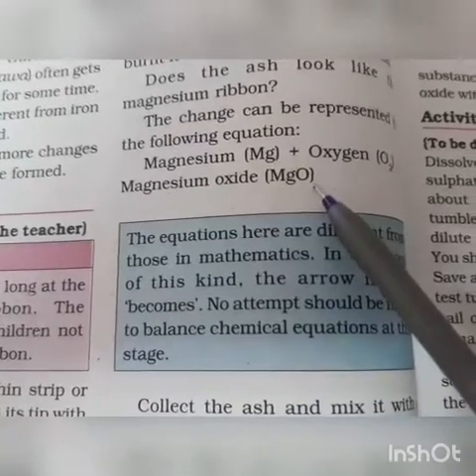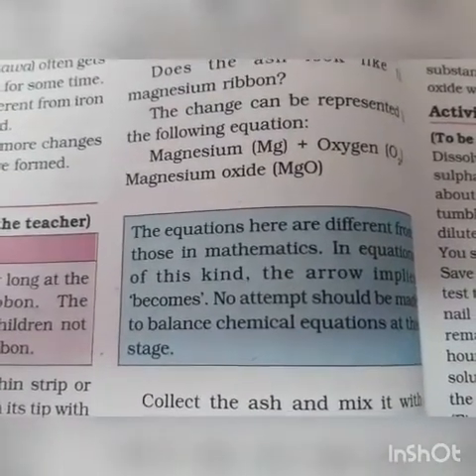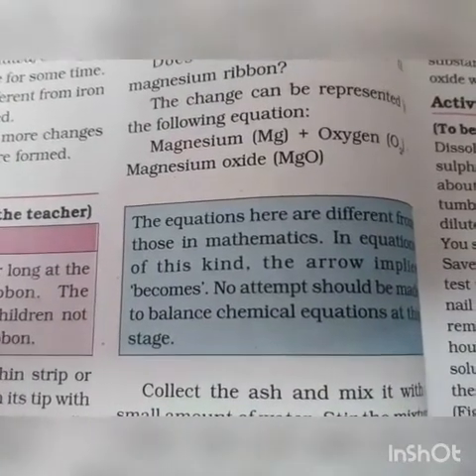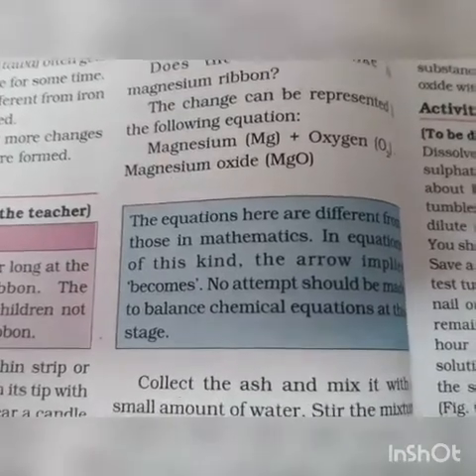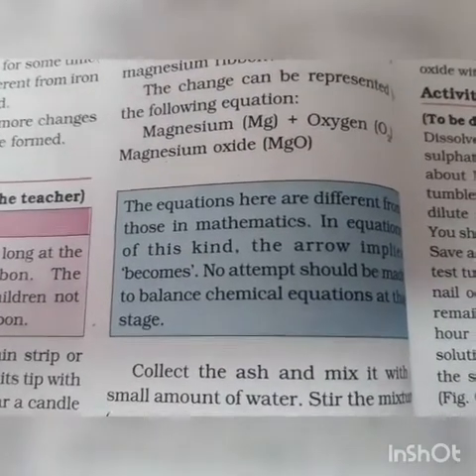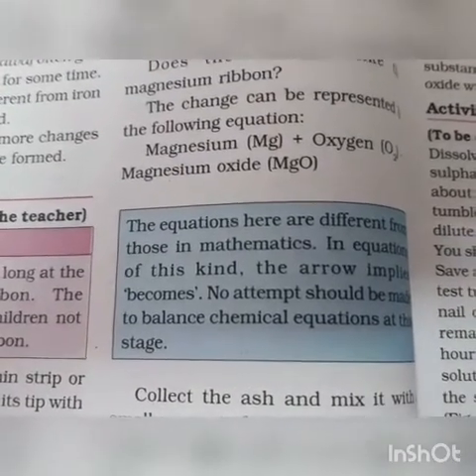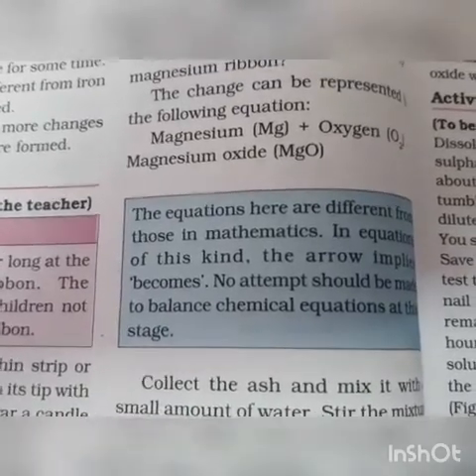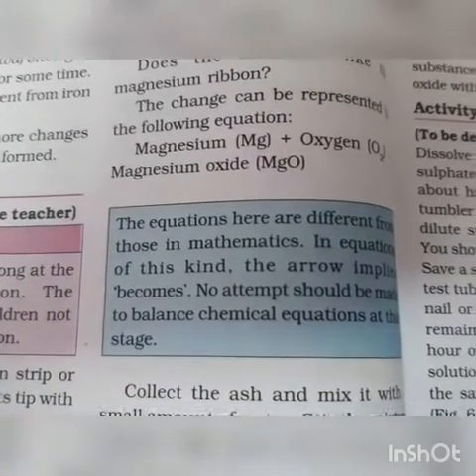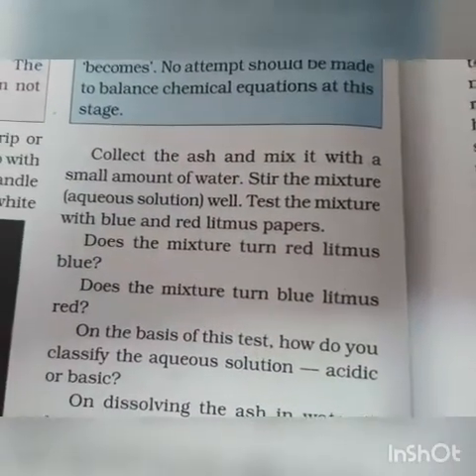So we are just trying to show with the help of this equation that a new substance is formed. Here we don't have to balance the equation, that is, how many molecules of magnesium were there and how many molecules combined with the oxygen to form magnesium oxide. Simply with the help of the equation, it is being shown that when magnesium combines with the oxygen, combustion takes place and magnesium oxide is formed, which is a new substance different from the magnesium that we had taken. Now collect the ash and mix it with a small amount of water.